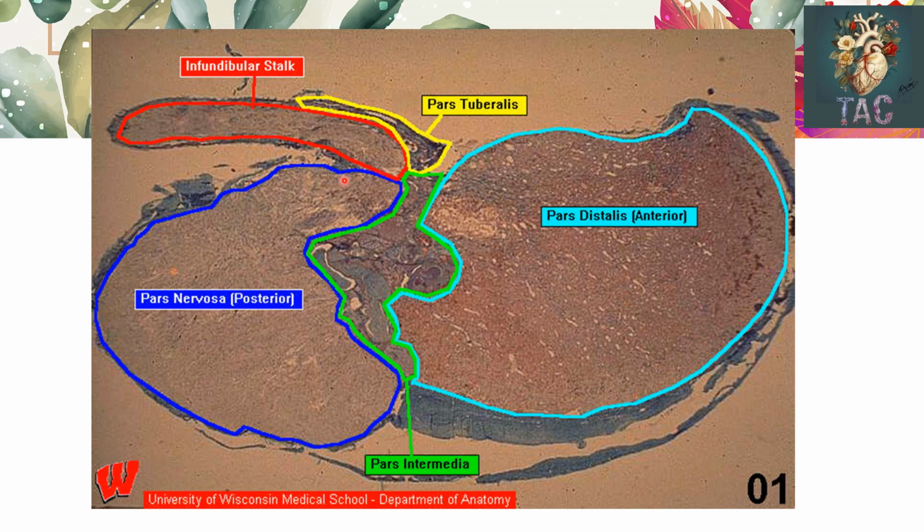This is the sagittal section through the brain, showing the different parts of the hypophysis cerebri. This is the pars nervosa, which is the posterior part. This is the pars distalis, which is the anterior lobe of the pituitary. This is the pars intermedia, then the pars tuberalis, and then the infundibular stalk.